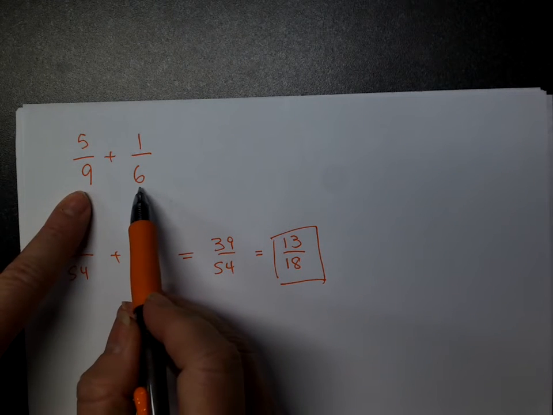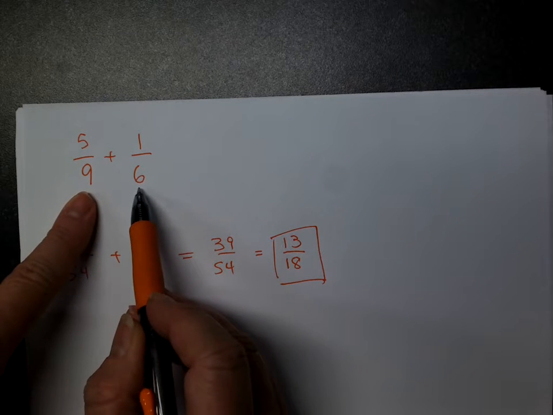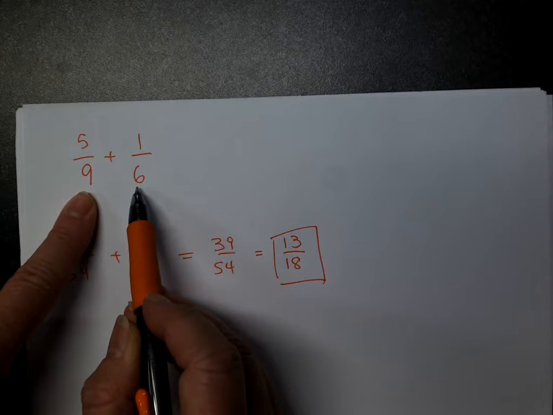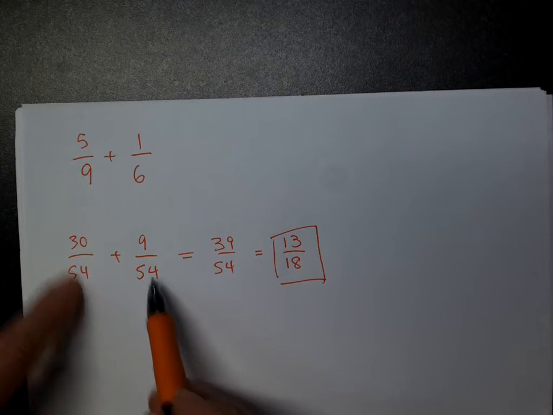But these are not relatively prime, okay? If you multiply them together, you get a common denominator, but they do share a factor other than 1. What common factor do these guys share? 3. Since they share a common factor, they are not relatively prime. Therefore, you can multiply them together to get a common denominator, but it won't be the least.